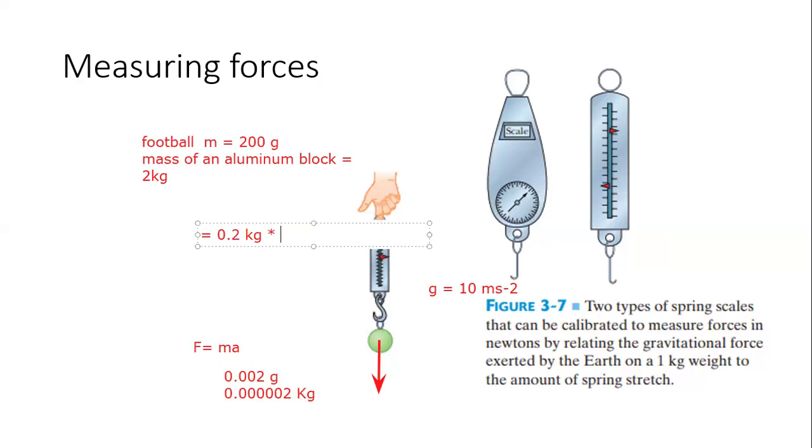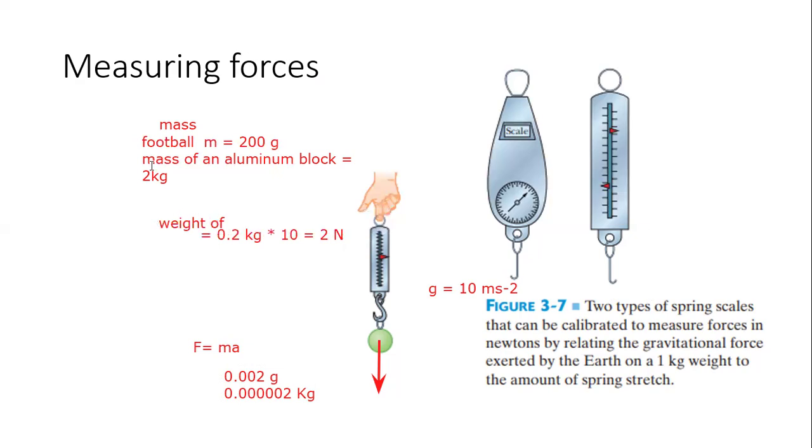And instead of the ma value acceleration, we will use the Earth's gravitational acceleration, 10. So you can just multiply it by 10. Sorry, it is going to be 2 Newtons. The mass of the football is 200 grams. The weight of the football is 2 Newtons.